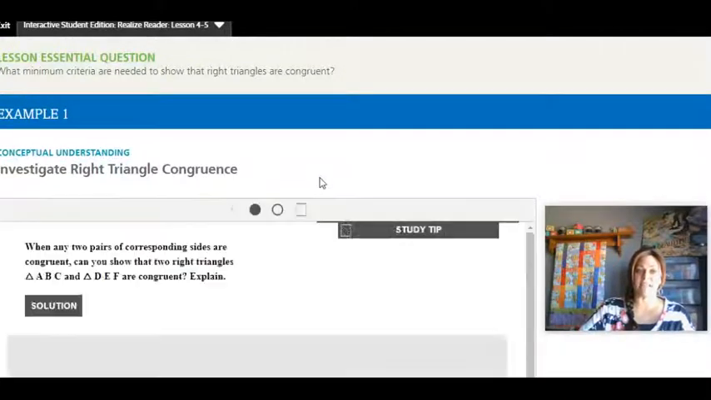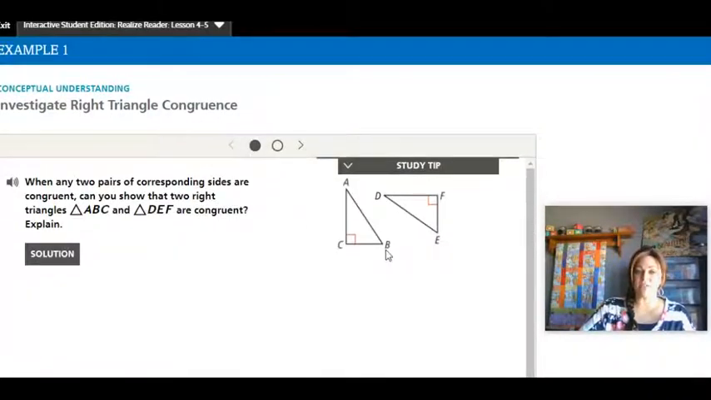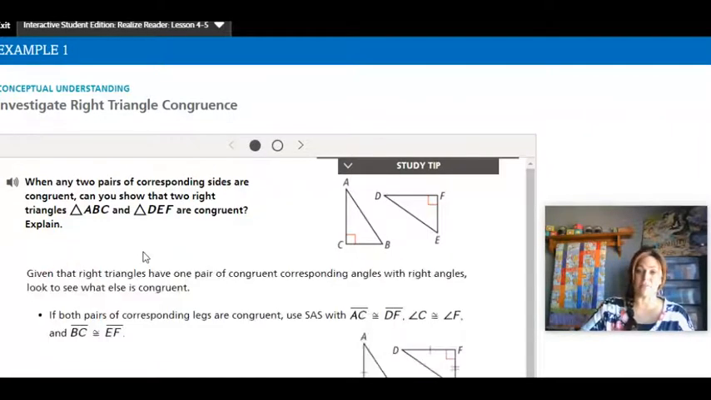Example 1, investigate. So we've got these two right triangles. It says, when any two pairs of corresponding sides are congruent. So any two pairs, like let's say FE and CB, if that's one pair, then another pair. So if two pairs of corresponding sides are congruent, can you show that two right triangles would be congruent? And it goes through step by step. So let's go through this.